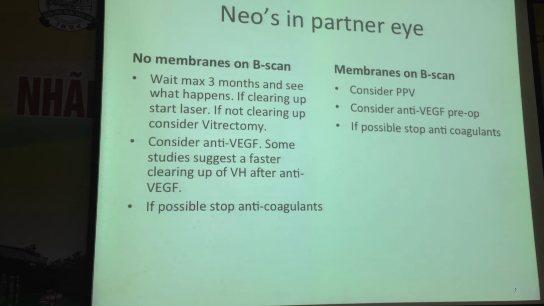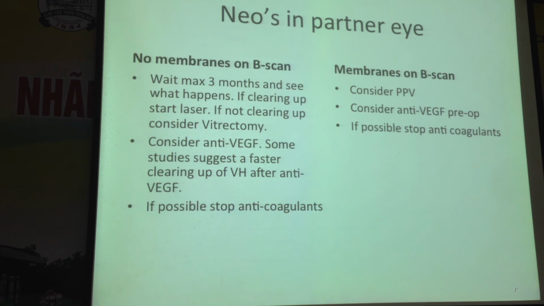If it's clearing up, start laser treatment if there's diabetic retinopathy. If it's not clearing up after 3 months, consider doing a vitrectomy. Consider doing anti-VEGF. You know my concerns about anti-VEGF and active diabetic retinopathy, but you can consider doing anti-VEGF if the patient is compliant. Some studies have suggested that the hemorrhages clear up faster with anti-VEGF. And if the patient is using anticoagulants, if it's possible, stop them.